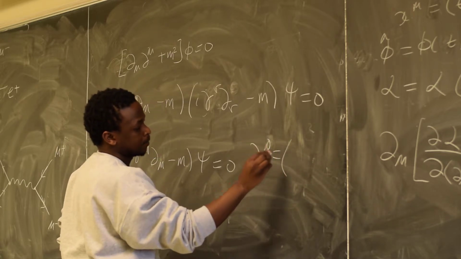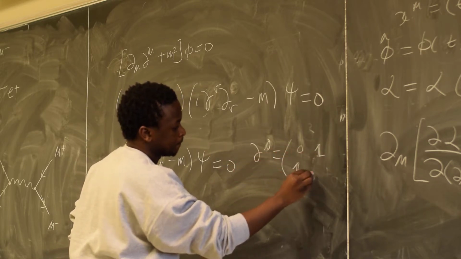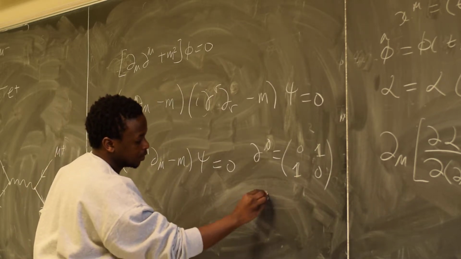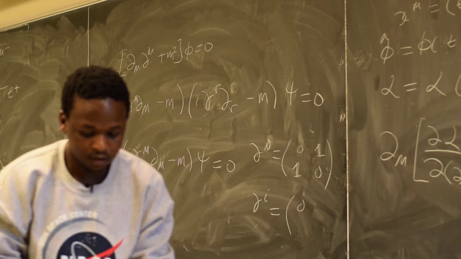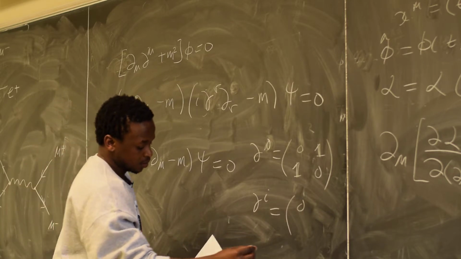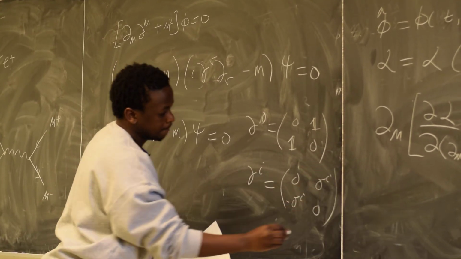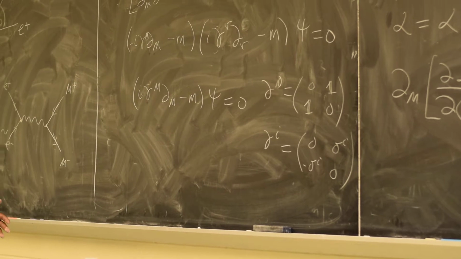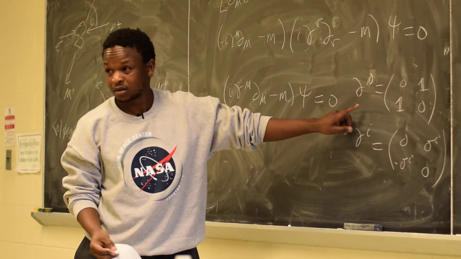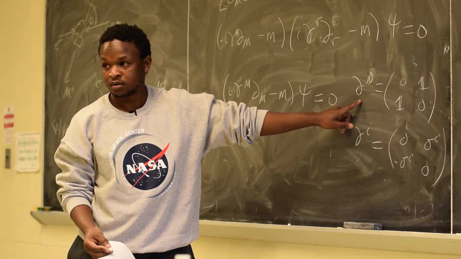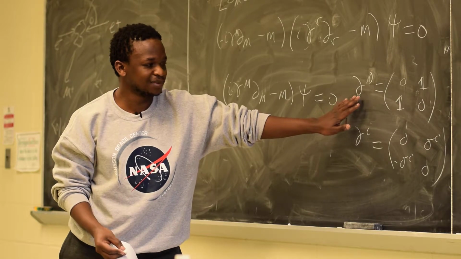Gamma 0, and then gamma I. You've seen the Pauli matrices. Gamma 0 depends on the representation. We use another gamma 0. Okay, let's take gamma 0 for now.